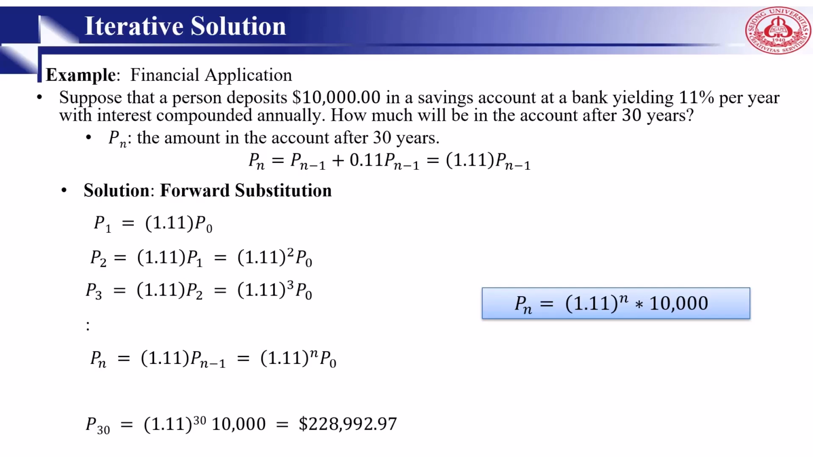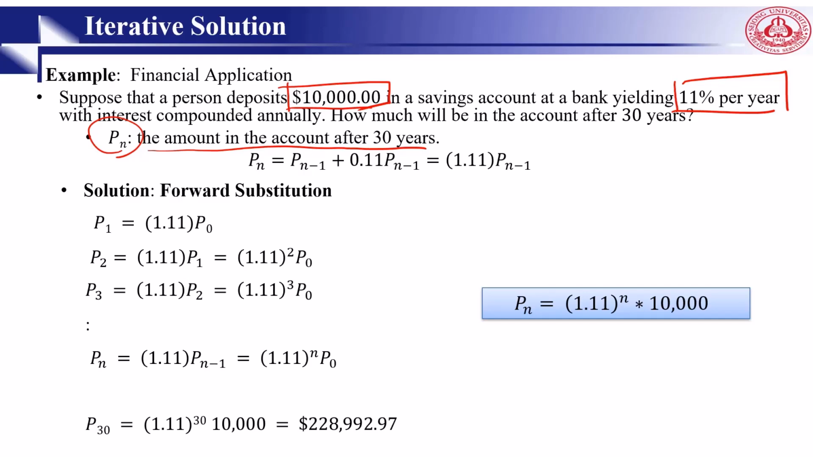Here is an example of a financial application. Suppose someone deposits $10,000 in a bank account and would like to receive yearly interest. The bank says that 11% per year will be the interest. We want to know, after 30 years for example, how much his money will be. If we consider Pn as the amount in the account after n years, we need to consider one thing.